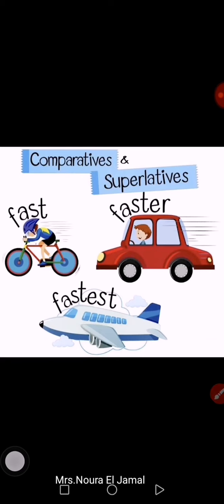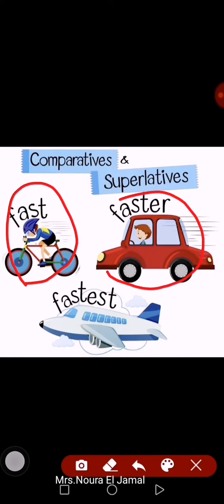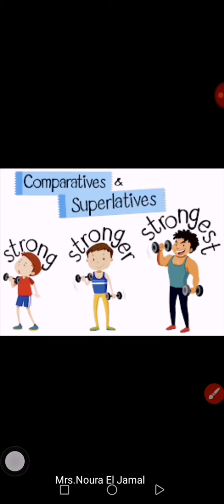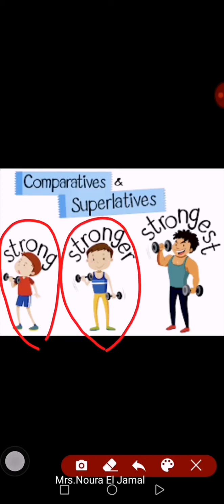Look at this picture here. The first one here is fast. The second one is faster than the first one. The third one is the fastest of all. Now, let's move to the other picture again. The first one here is strong. The second one is stronger than the first one. And the third one is the strongest.